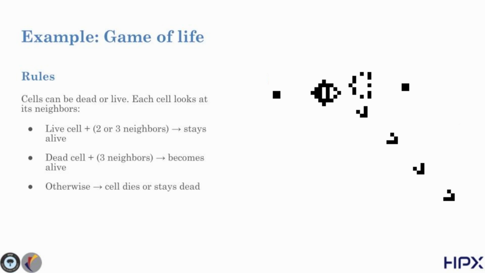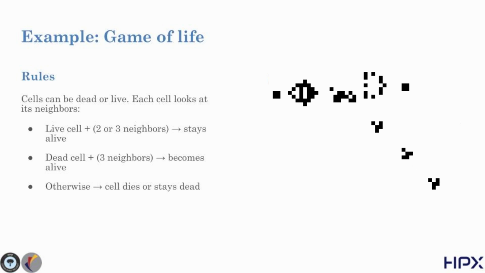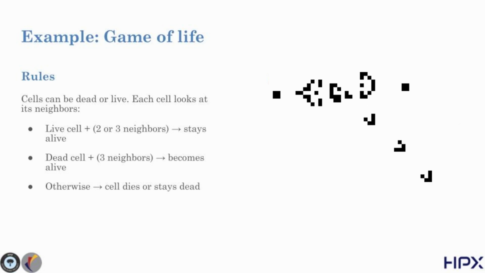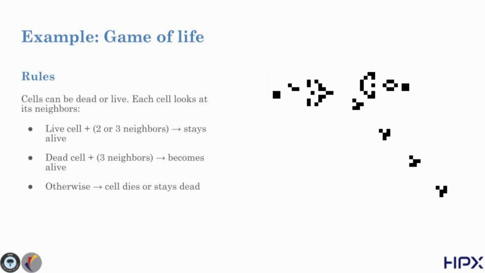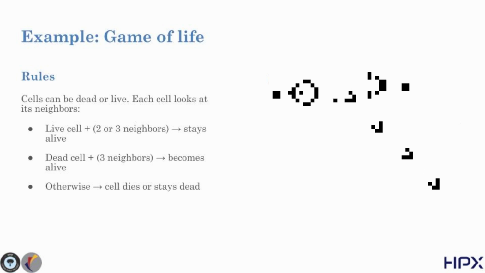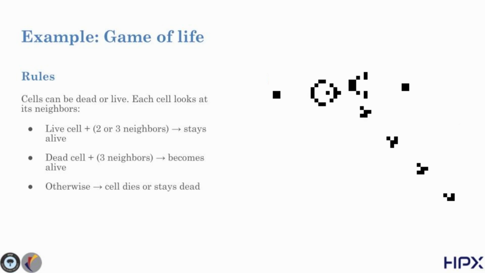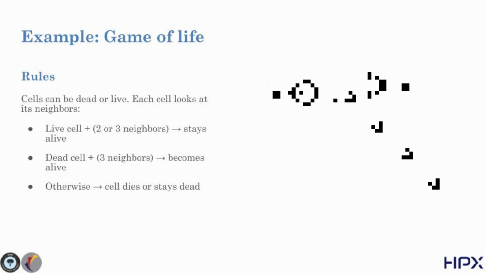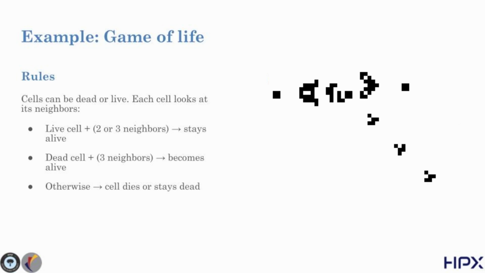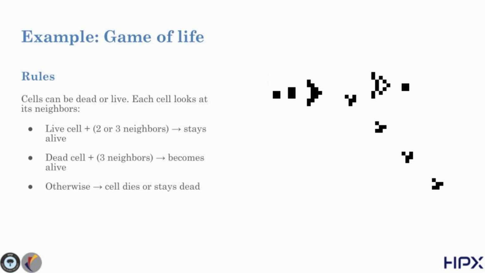Each cell looks at its 8 neighbors, left, right, top, bottom, and diagonals, and decides what to do based on these rules. A live cell with 2 or 3 neighbors stays alive. If too few, it dies of loneliness. If too many, it dies from overcrowding. A dead cell with exactly 3 neighbors becomes alive, as if it were born from the surrounding cells. And in all other cases, the cell stays dead or dies.